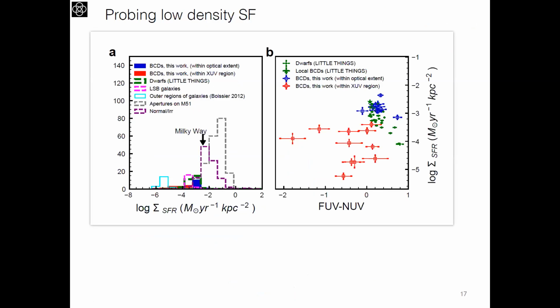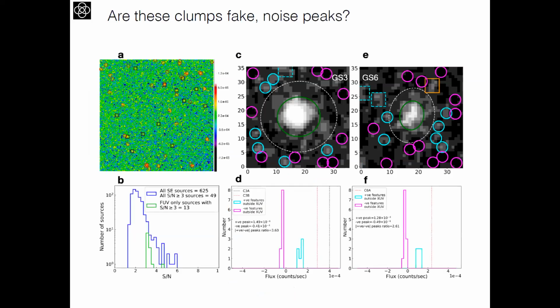And with this, of course, we can go to a very low star formation rate density. It's a great tool to actually look for this. We did quite a bit of analysis on taking an empty patch of sky and trying to understand if there are noise peaks or not. So we validated that the clumps that we detect are actually not noise peaks, but are real.